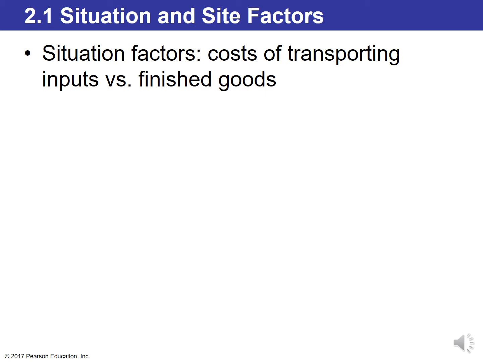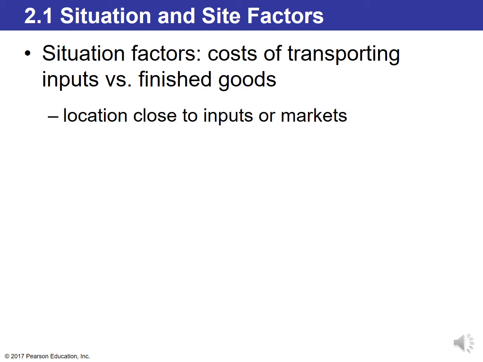This one involves the transporting of materials to and from a factory. And so they want a location that will minimize the cost of transporting inputs, that is the materials, to the factory. And then they also want to minimize the cost of transporting the finished goods to the customers. Ideally, they would be close to the materials and their customers. That would be the most ideal situation.